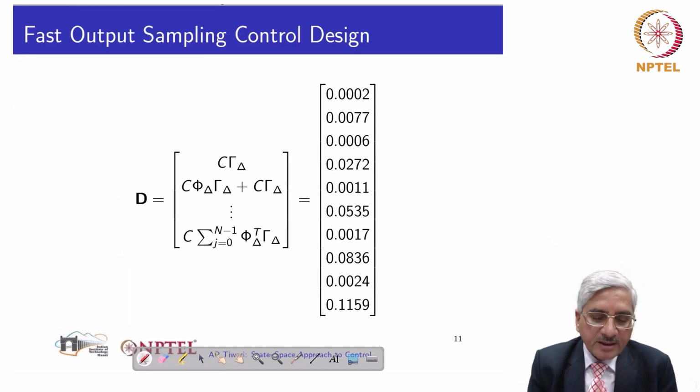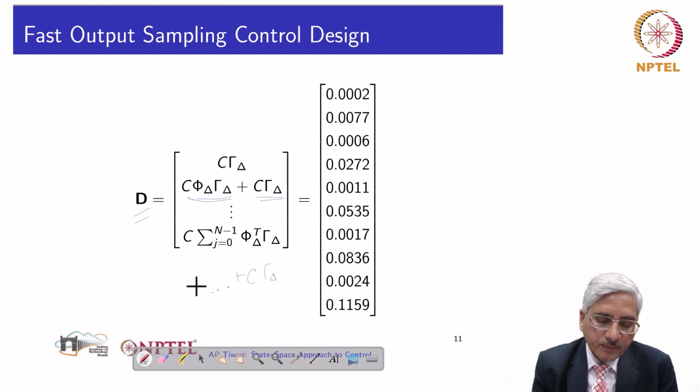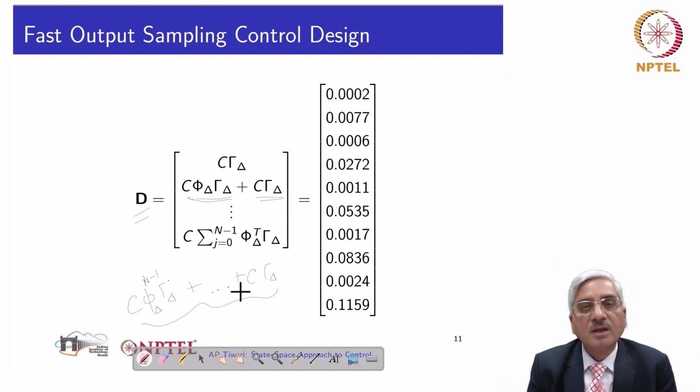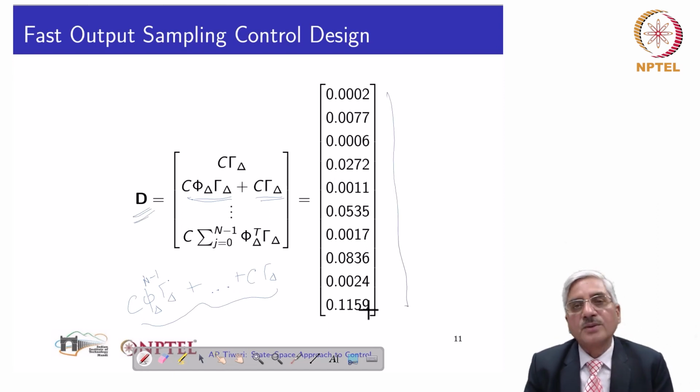We obtain the D matrix next, which is C into gamma delta, then C into gamma delta plus C into phi delta gamma delta, and so on, up to C phi delta power n minus 1 gamma delta. This summation gives the boldface D for the nuclear reactor, for the values of phi delta and gamma delta which were there in one of the preceding slides.